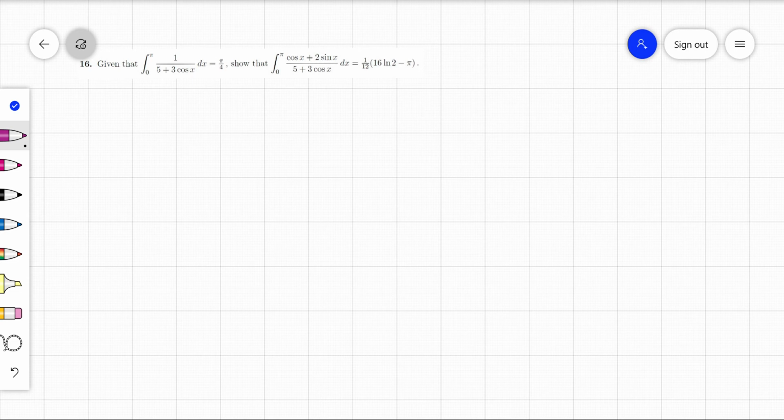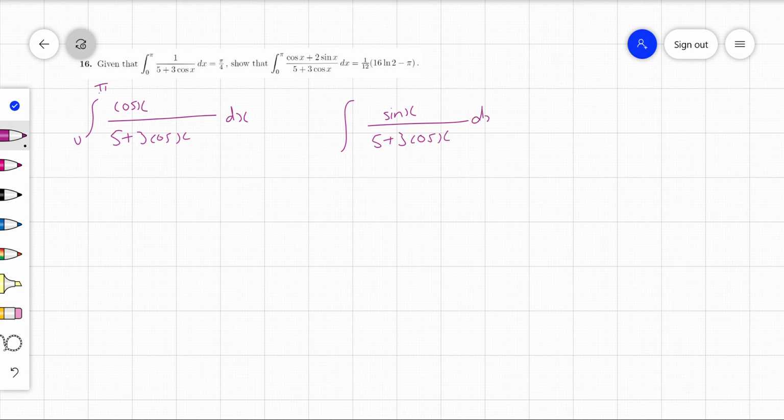All right, so we're given something and we have to show that something using the given. So first thing I'm going to do, because the given doesn't have a cos or a sine on top, I'm actually going to use the thing that we have to show and just break it up. So I'm going to put the cos x there, 5 plus 3 cos x, and I'm going to put sine x here, 5 plus 3 cos x. So just break it up a little bit.